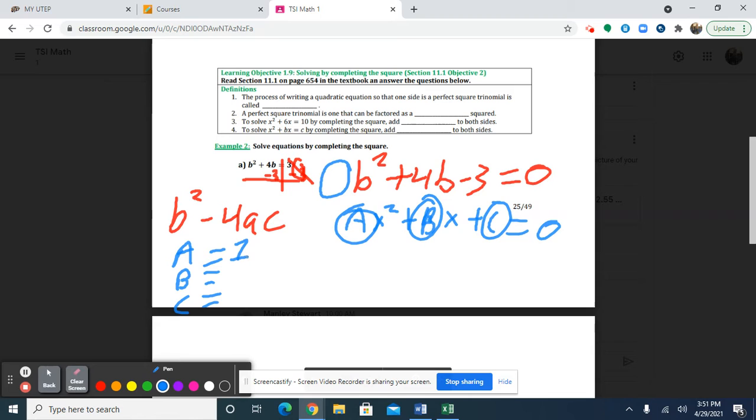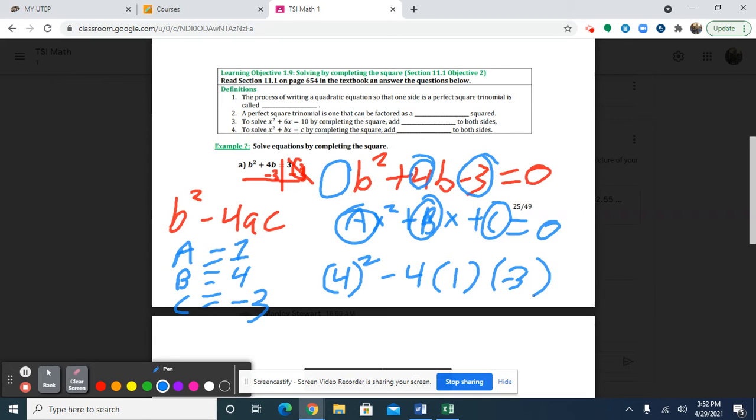The b is going to be the number in front of x, and in this case, it's the number in front of b, so it's actually going to be 4. And then finally, the last number, negative 3. So we're going to put this into the formula for the discriminant. 4 squared minus 4 times 1 times negative 3.